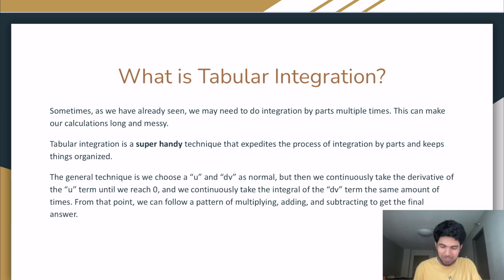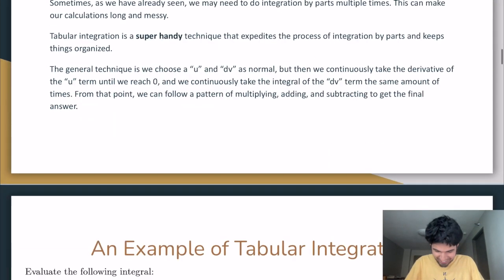And when I say expedite, I mean expedite. So the idea of how this works is we're going to choose a u and dv, just like we did with integration by parts. But now we just continuously take the derivative of the u term until we reach 0. And we continuously take the integral of the dv term the same amount of times. From there, we're going to follow a pattern of multiplying and alternating between adding and subtracting to get the final answer. And you're like, what in the world? This sounds much more complicated than integration by parts. But it's not. It really isn't. You don't even have to solve that many hard integrals. Let's see an example. You can see I'm super excited about this.